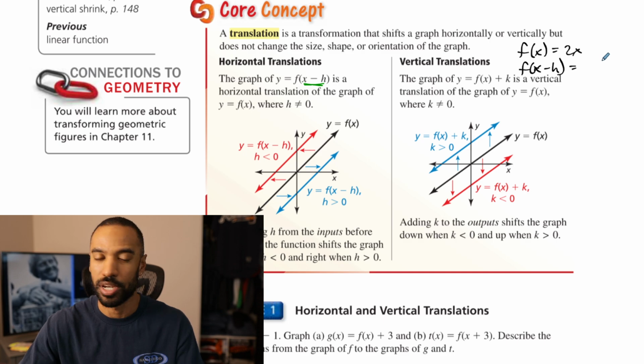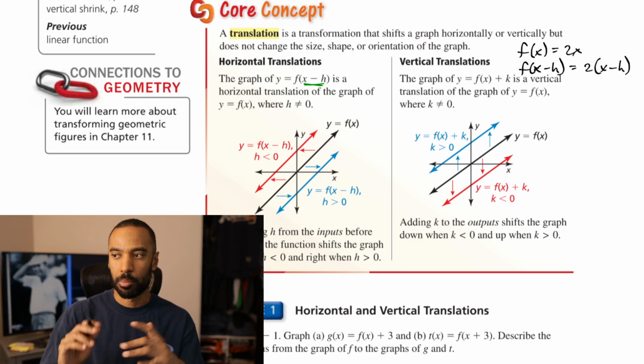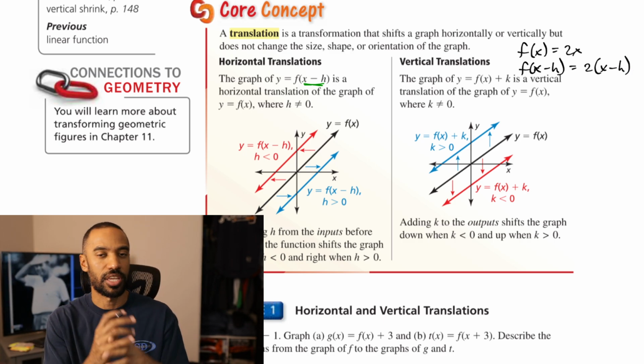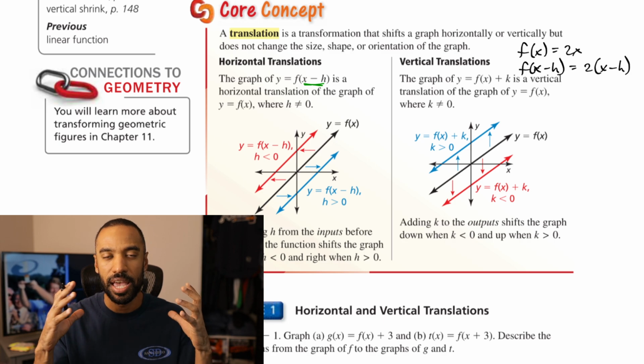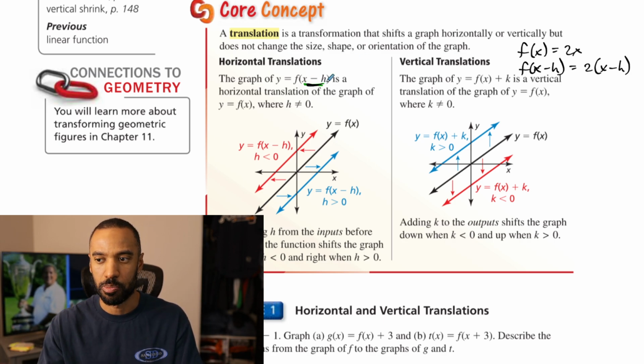And with substitution, when in doubt, use your parentheses. So this would be 2 times whatever x minus h is. So that's number one. It actually takes place of x, and it substitutes in parentheses as that quantity. That's one tricky part. That's how function notation is being applied.